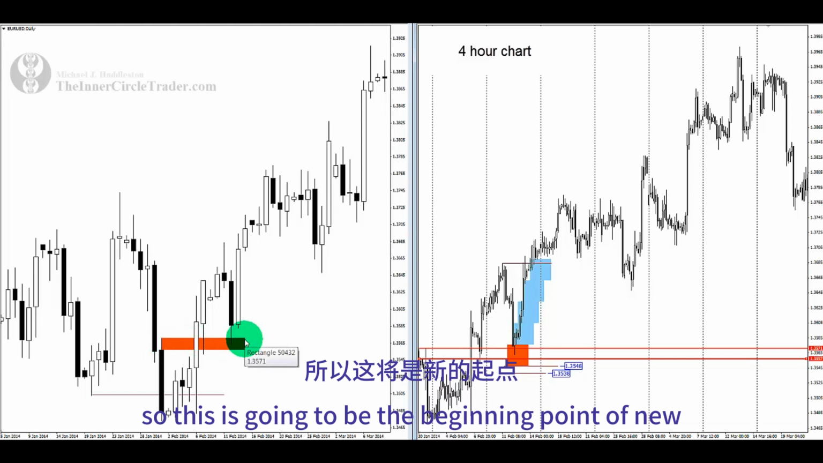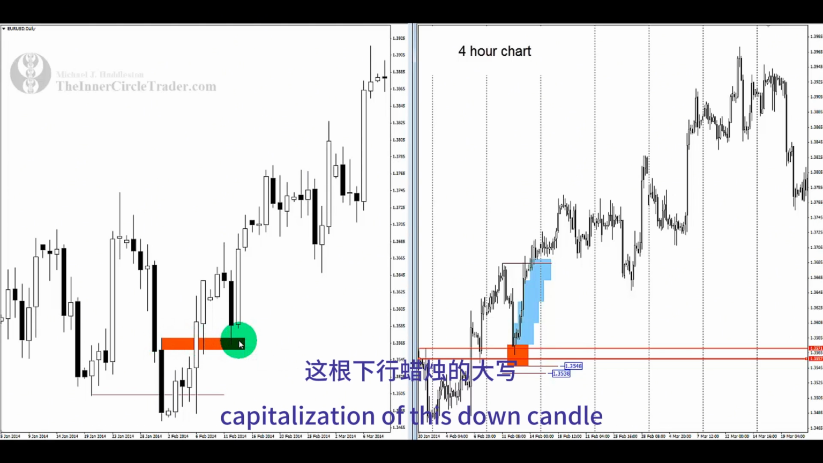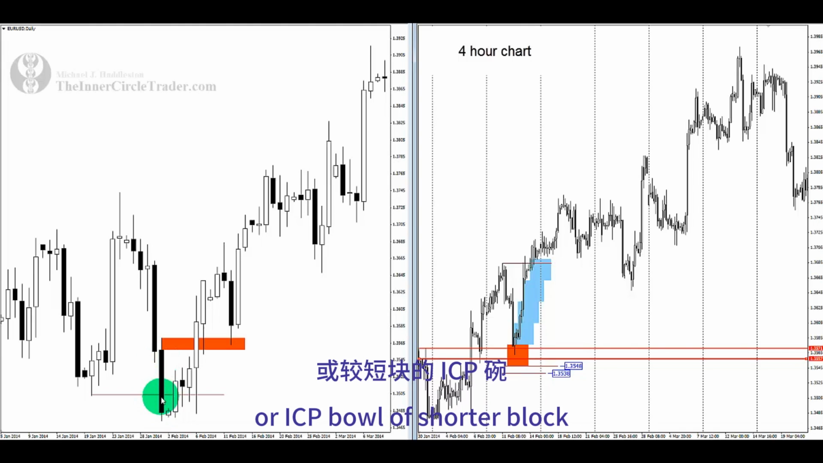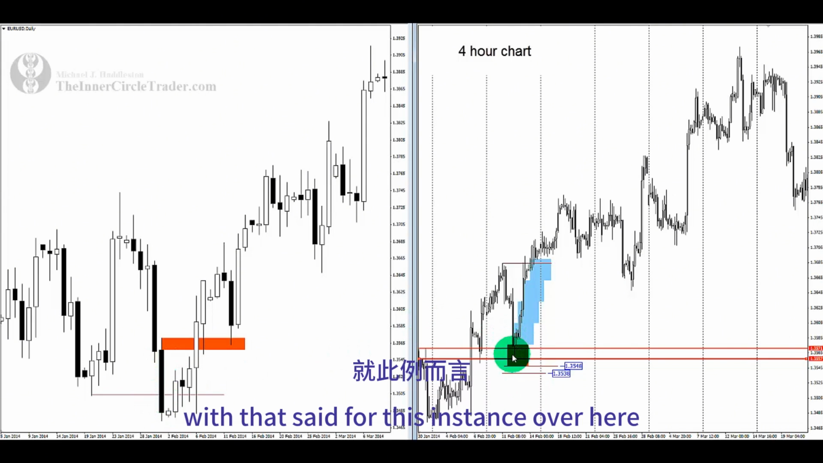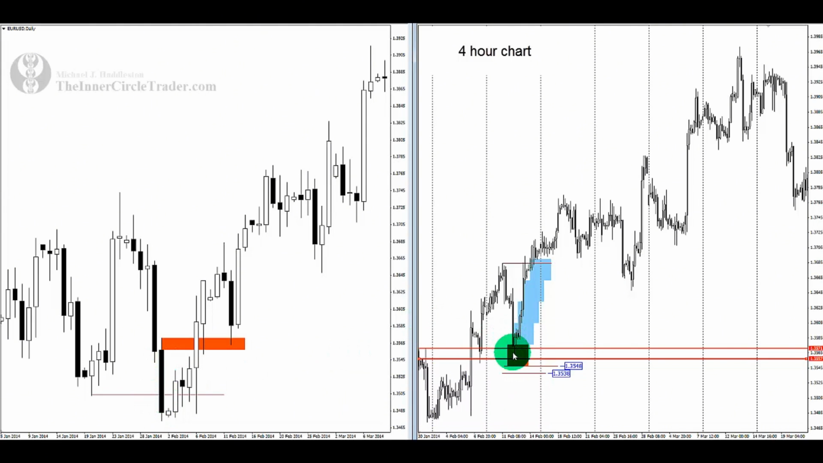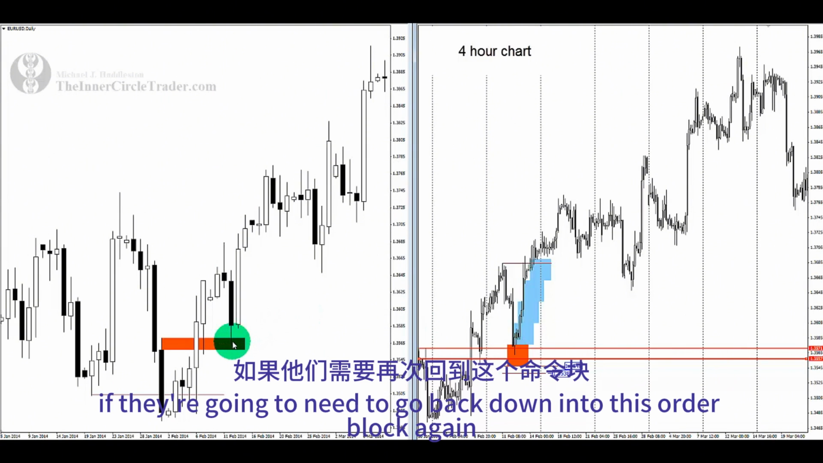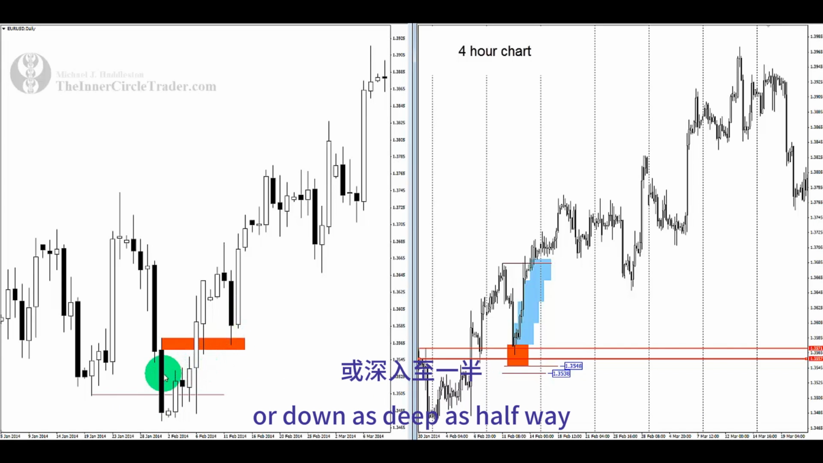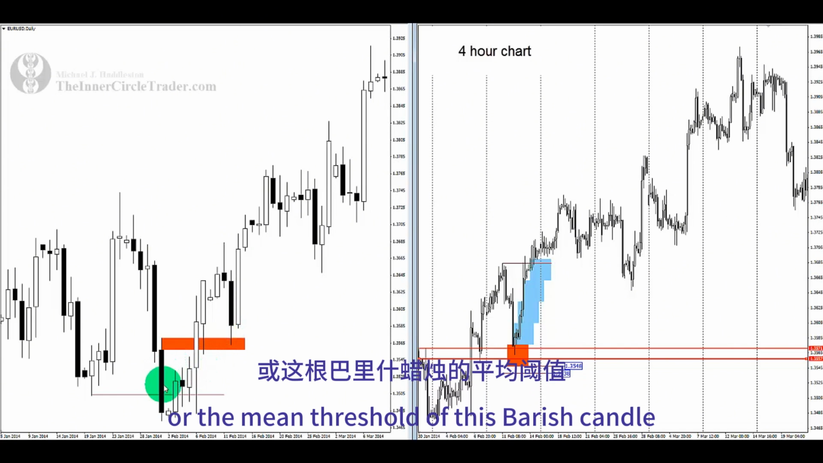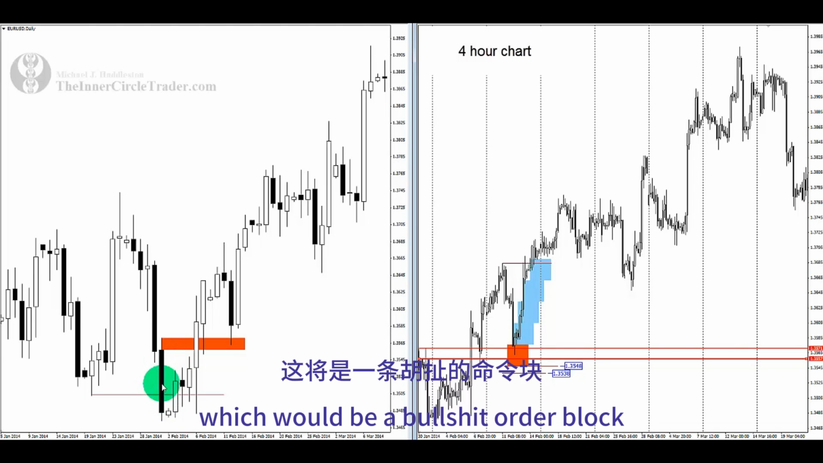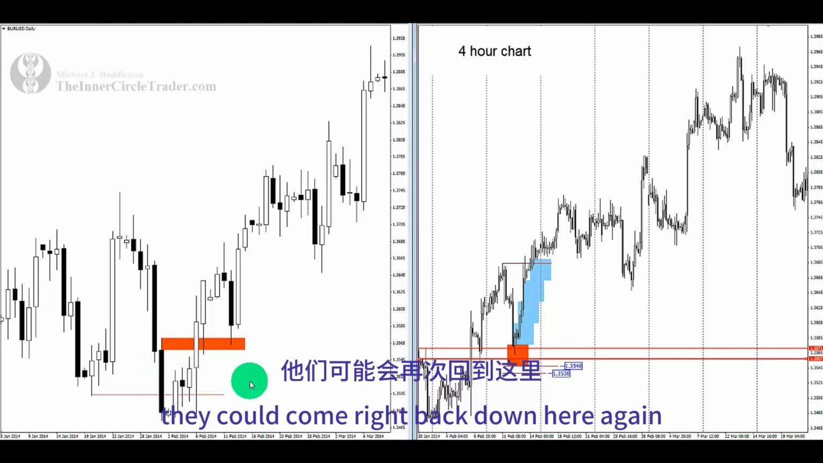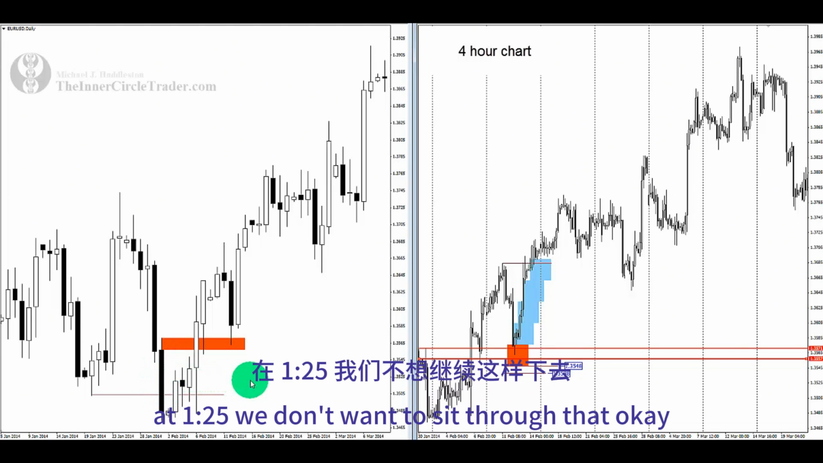So this is going to be the beginning point of new capitalization of this down candle, or ICT bullish order block. With that said, once we take the long, we don't know if they're going to need to go back down into this order block again, or down as deep as halfway or the mean threshold of this bearish candle, which would be a bullish order block. They could come right back down here again and dip a little bit deeper to 135.25. We don't want to sit through that.